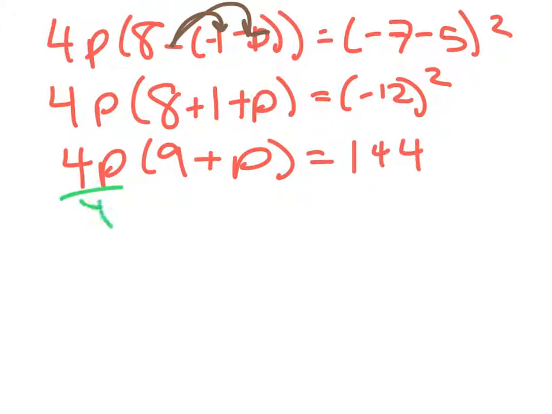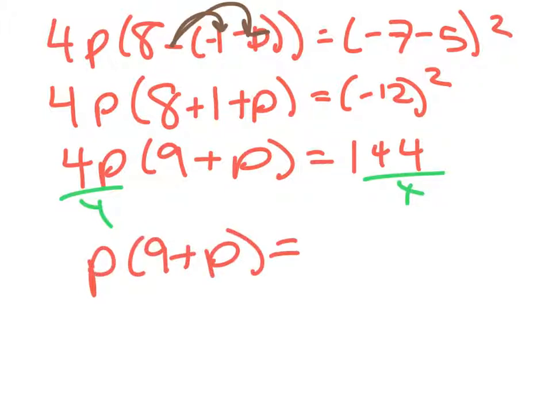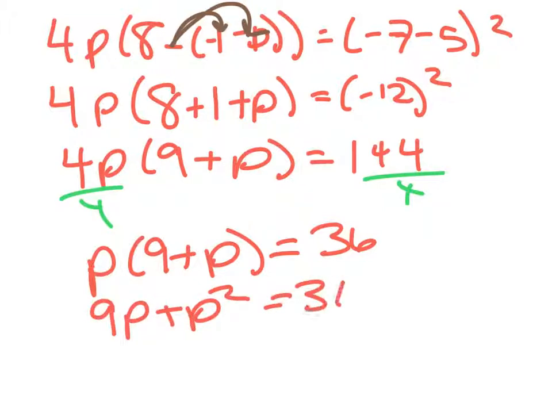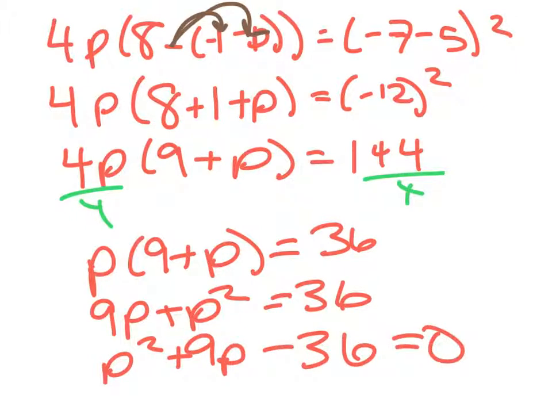I can divide both sides by 4. That gives me p times 9 plus p equals 36. 9p plus p squared equals 36. Rearrange and move the 36 over. You might want to pause it right here and write this all down. This is just simplifying it. We're going to factor on the next screen.